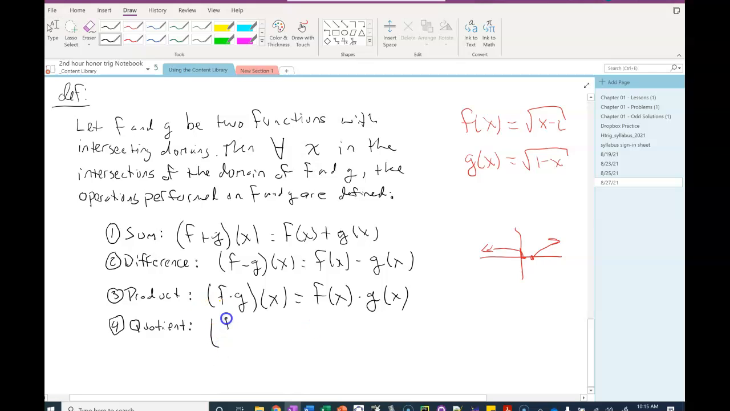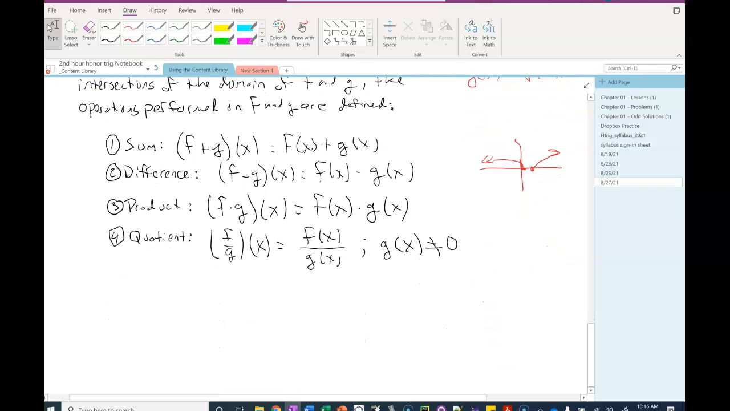And lastly, if I have the quotient, f divided by g evaluated at x is f of x divided by g of x, provided that g of x is non-zero. Why does g of x need to be non-zero? It's the denominator of a fraction.